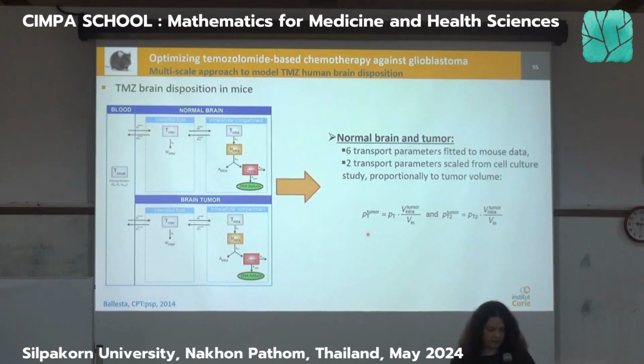So what we say is that PT tumor, so PT is the parameter of the uptake of temozolomide from extracellular to intracellular. PT tumor means PT in the in vivo case, in mice, will be equal to PT, which is the value in vitro, multiplied by the ratio of the volumes. So you have the volume of the tumor divided by the volume of the cells in the in vitro setting. And it's the same for the extracellular. So you scale with the intracellular compartment, because this is the intracellular compartment that drives the contact surface.